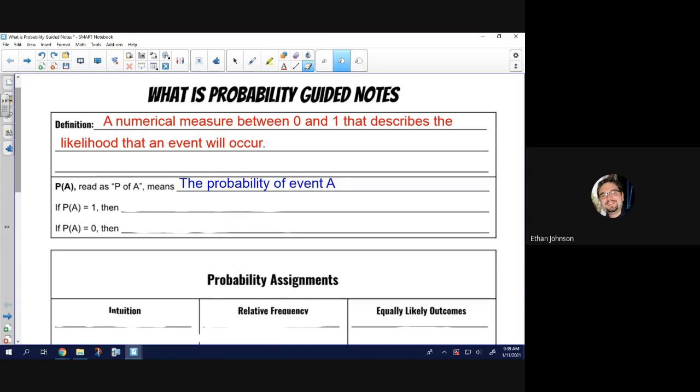Now, you said in the definition it's a measurement between 0 and 1, but it could equal 0 or it could equal 1. If the probability of A equals 1, what that means is the event A is certain to occur. It is guaranteed to happen because 1 as a percentage is 100%. If P of A equals 0, what that means is that the event A is certain to not occur. It is guaranteed to not happen. It is a 0% chance.